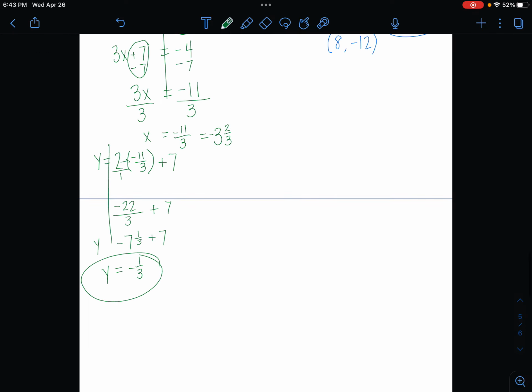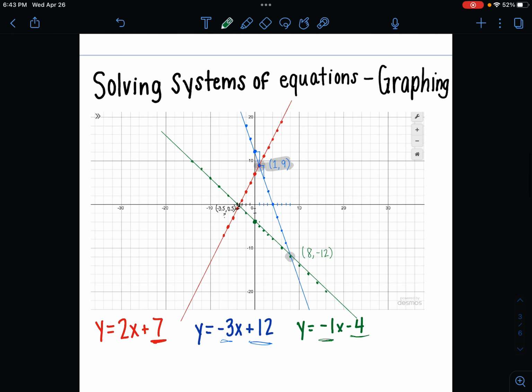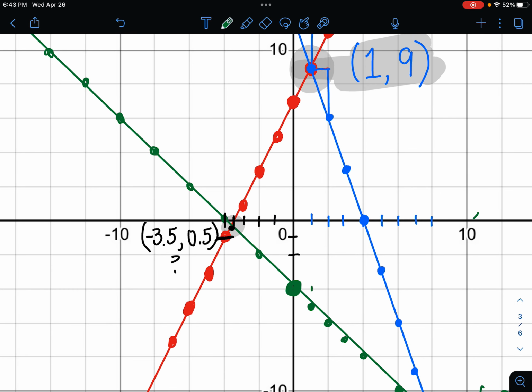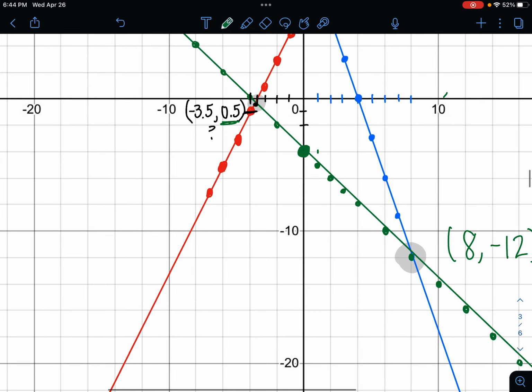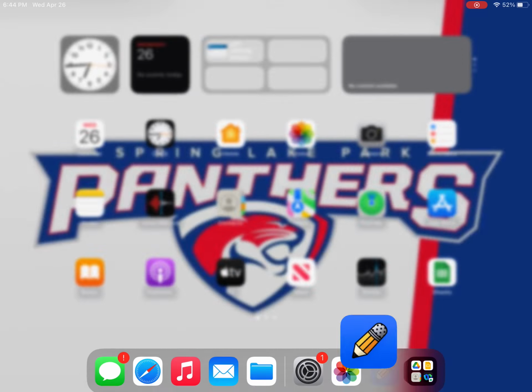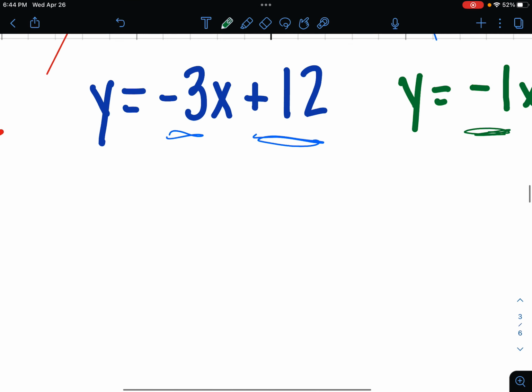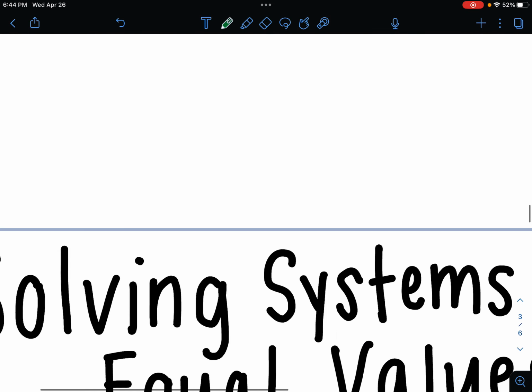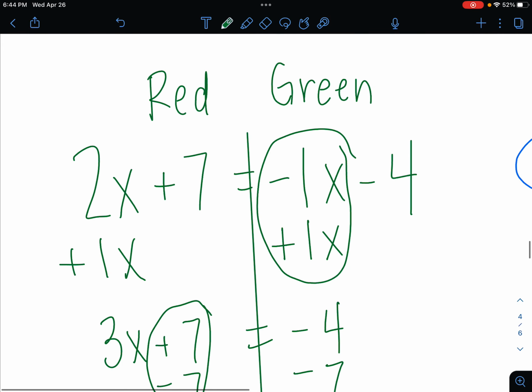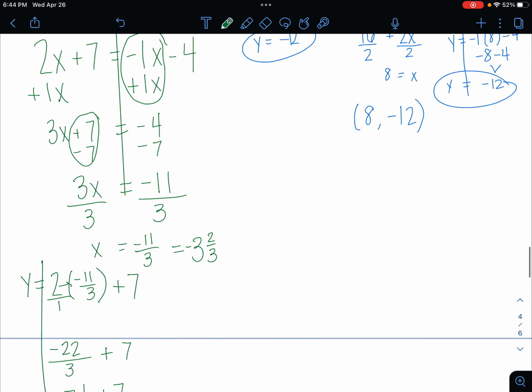And if we scroll up again to that graph that we talked about last time, we guessed that it was probably somewhere around negative 0.5, which is just a little bit bigger than the actual answer, which would be like negative 0.3 repeating. So we are pretty close with our graph. Not exactly accurate, but that works. Let's just finish this off, double check that we get the same thing with the green equation.